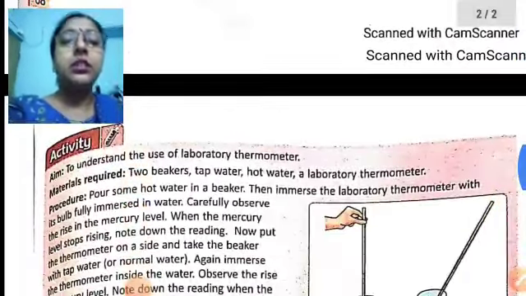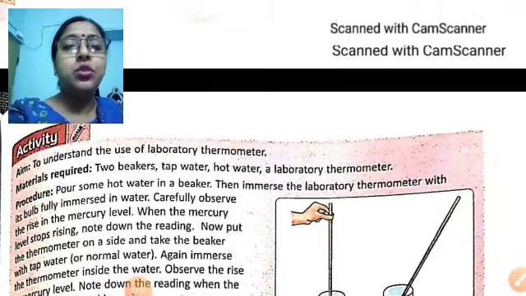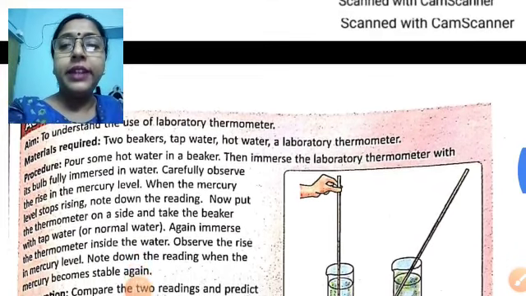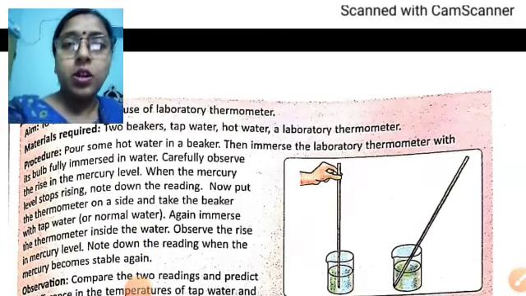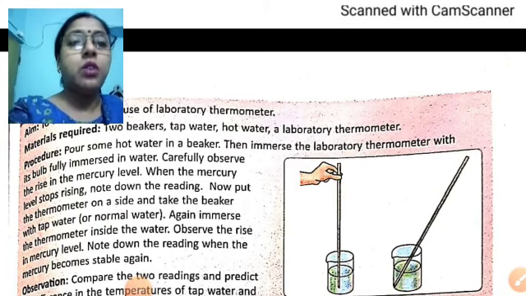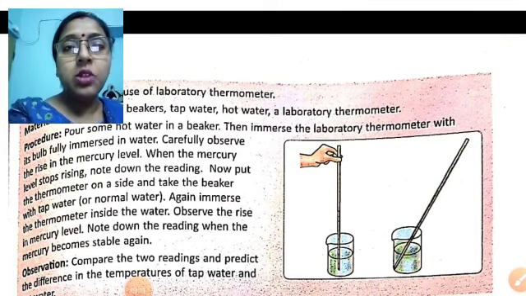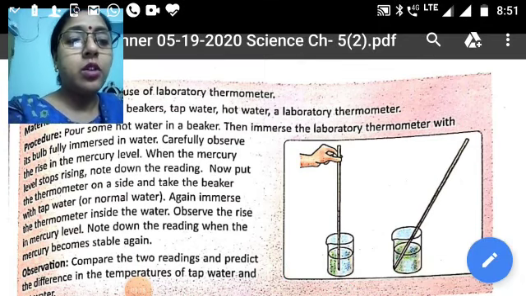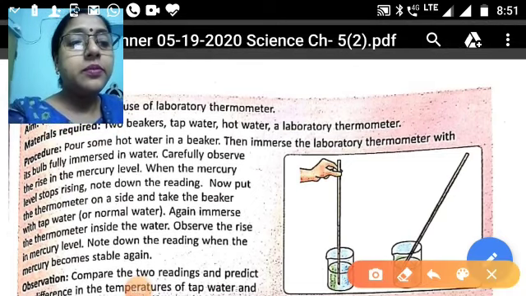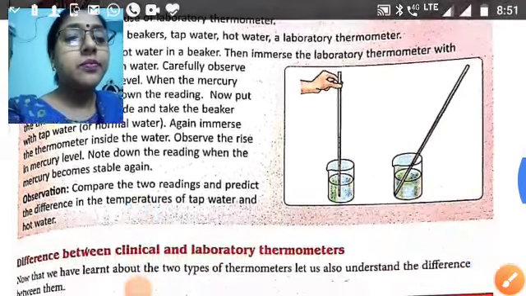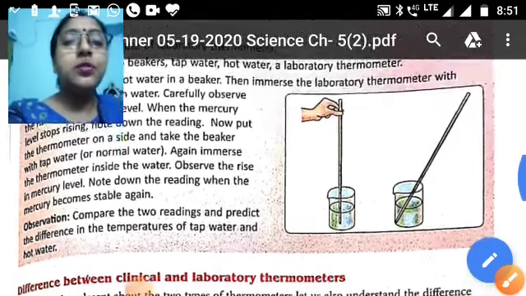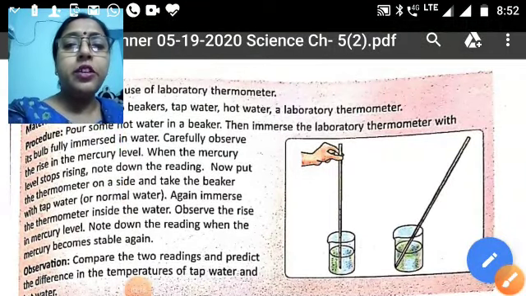Now come to the activity. Here the activity is given to understand the use of the laboratory thermometer, how we use it. We will take two beakers. In the first beaker we will put some hot water, and in the second beaker we will put normal water. The laboratory thermometer is long and narrow. Pour some hot water in beaker A. This one is A, which contains the hot water, and this one is B, which contains the normal water.